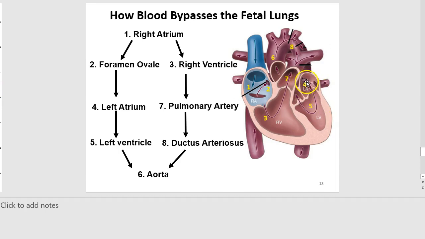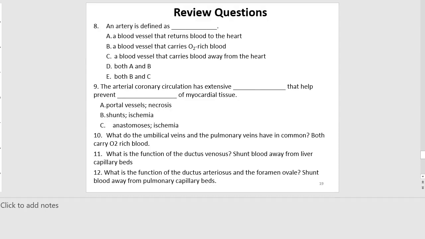Then from the left atrium it enters the left ventricle, and the ventricles both contract. The left ventricle will send blood out the aorta. Any blood that entered the right ventricle, when the ventricles contract, will enter number 7, the pulmonary artery, but we don't want that to go to the lungs, so the ductus arteriosus, number 8, provides a connection directly to the aorta. So those are all the specialized blood vessel circuits that we're going to look at in our circulatory system unit. Let's look at some review questions.